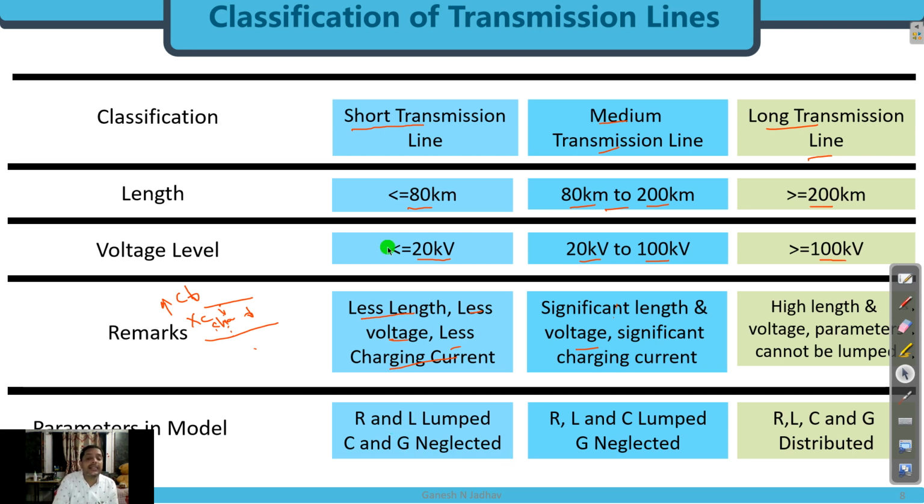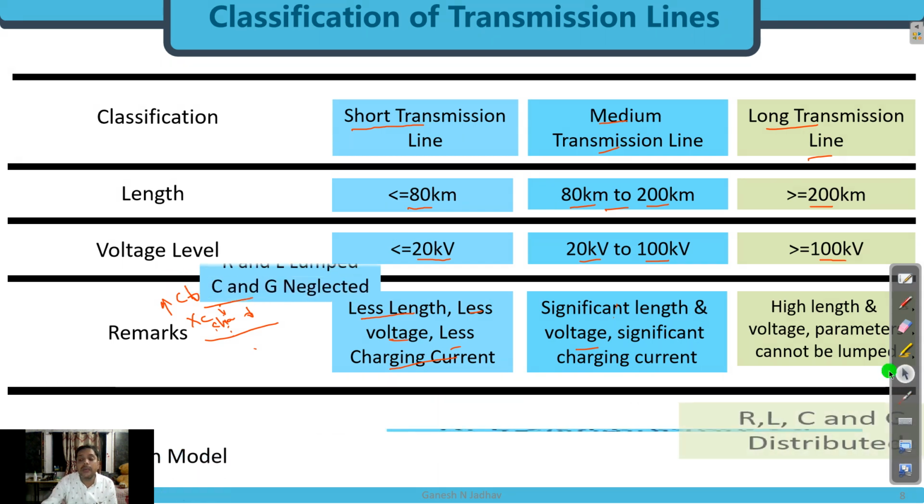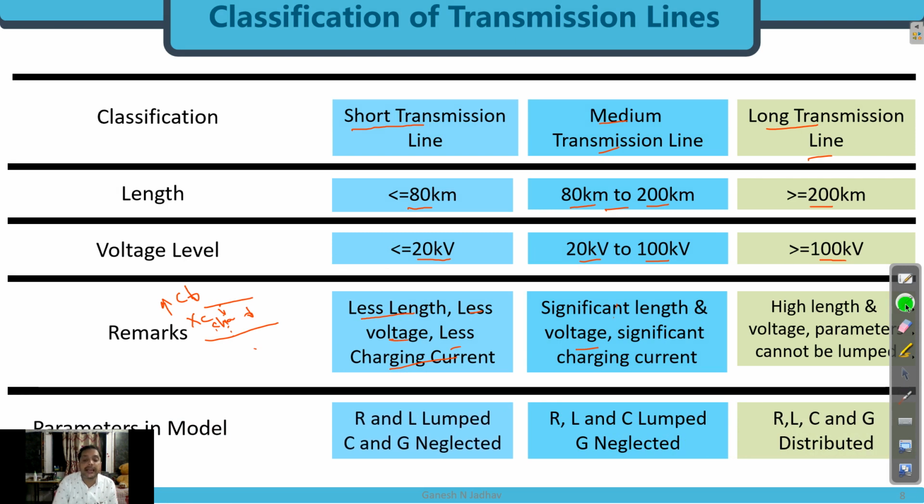That means only series elements are corrected. The series elements are considered as the lumped element. In the medium transmission line, G is neglected, but R, L, C is considered. The parameters are again lumped, though they are distributed over the entire length.